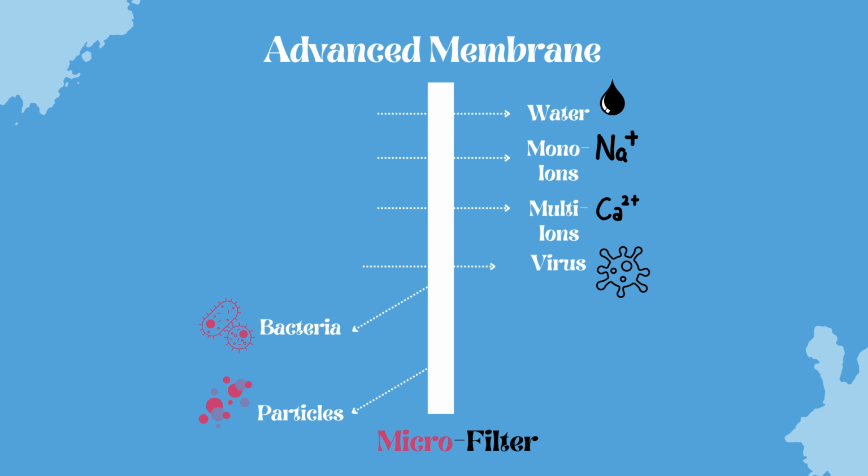I will start with microfiltration. Microfiltration is a type of filtration process used to remove particles and microorganisms from a fluid by passing it through a porous membrane. This membrane has microscopic-sized pores, so this filter can tackle everything except ions and viruses.